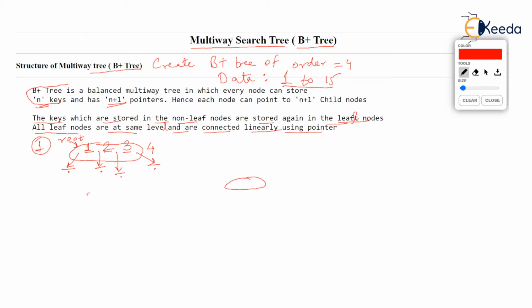We have 1 and 2 in the left split, correct? And we have 4 in the right split. Agreed? And 3 was sent up. 3 was the new root. That root got split here. Root node is getting split. 3 is the median. We have appointed the third key as the median.